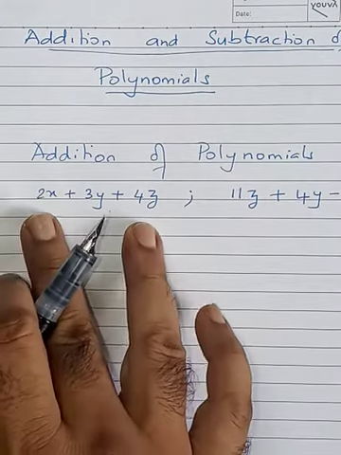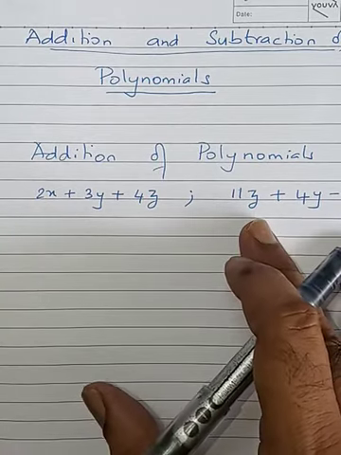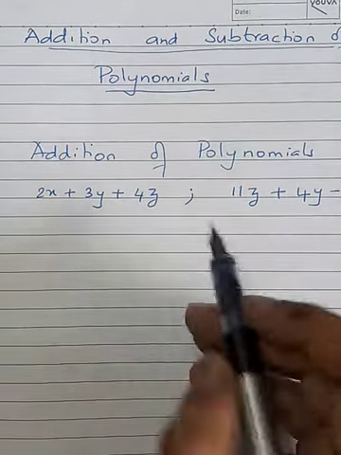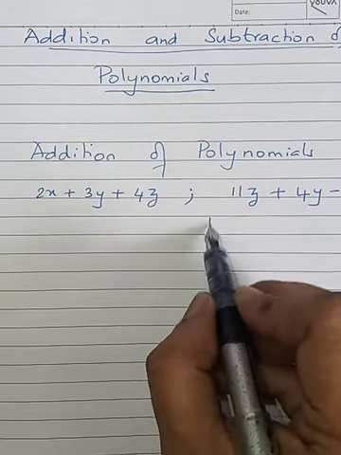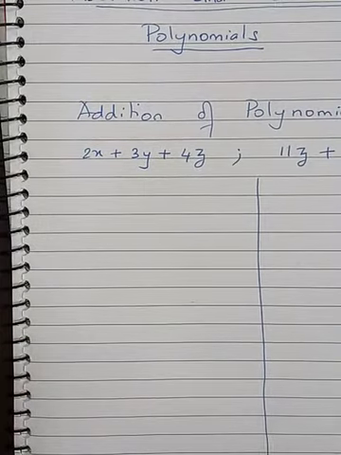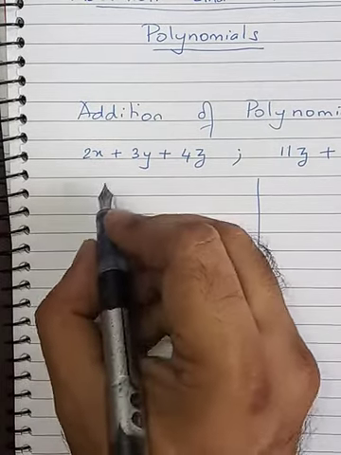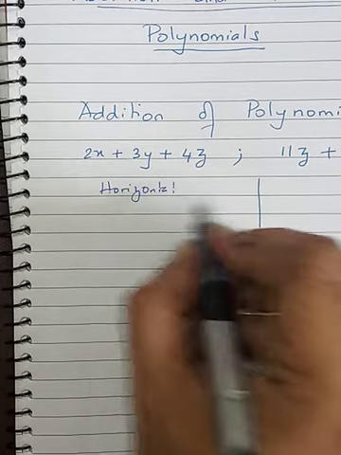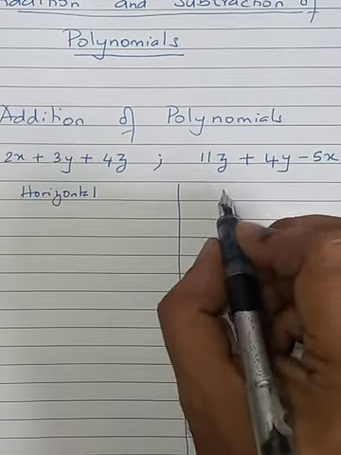Now this is one of the polynomials, this is another polynomial. I have to add it. Now there are two ways to do it. I'll split this page over here because I will explain to you both the methods of addition. One is the horizontal method, the other is the vertical method.